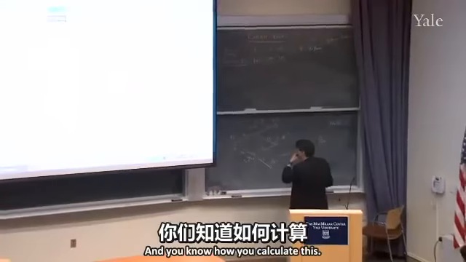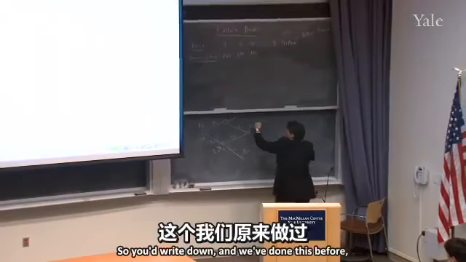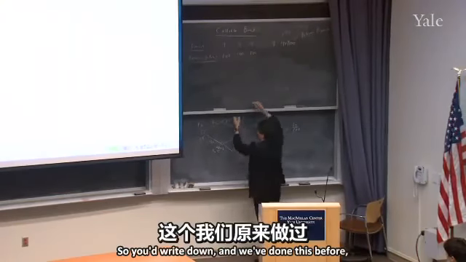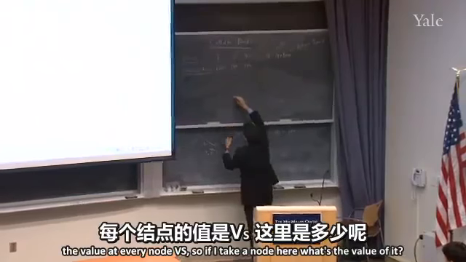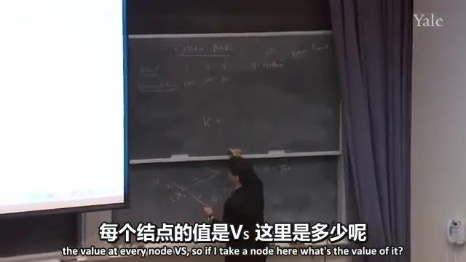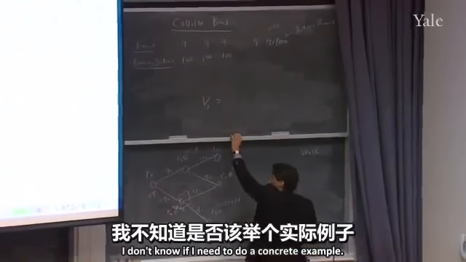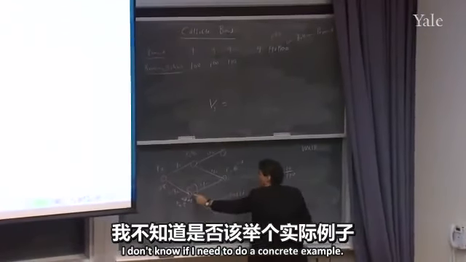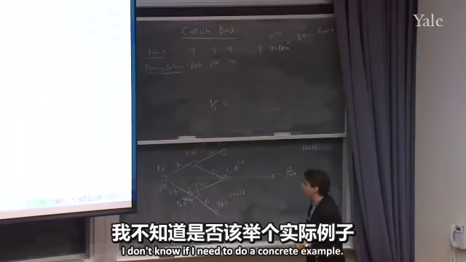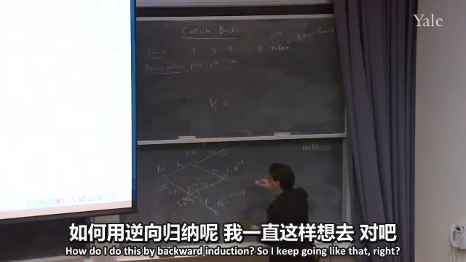And you know how you calculate this. At every step, you'd have to do it by backward induction. So you'd write down, and we've done this before, the value at every node, V. Okay, so if I take a node here, what's the value of it? I don't know if I need to do a concrete example. How do I do this by backward induction? So I keep going like that.